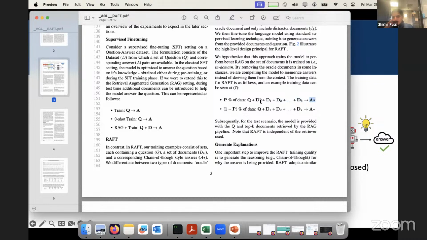And for 20%, you don't use the right document. You just give it distractor documents, and you still ask it to come up with the answer. So this is how you would come up with the self-instruct data set. And once you have this, you would go ahead and do supervised fine-tuning or instruction fine-tuning to train a Llama 7B or a Llama 13B sort of model.